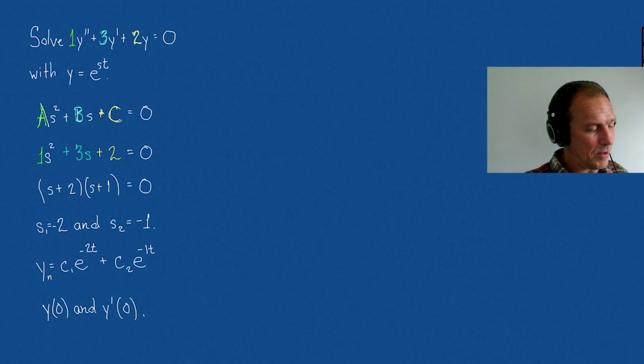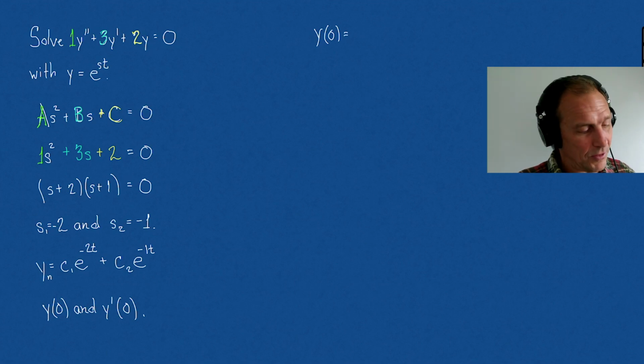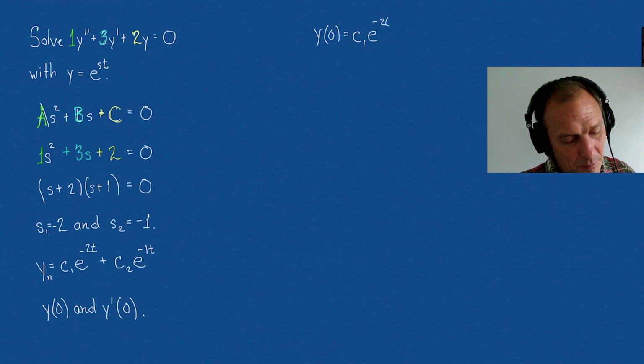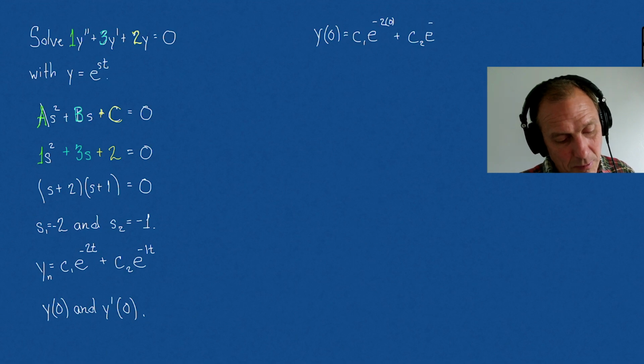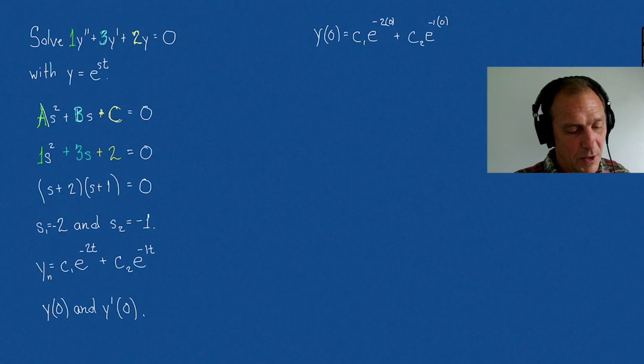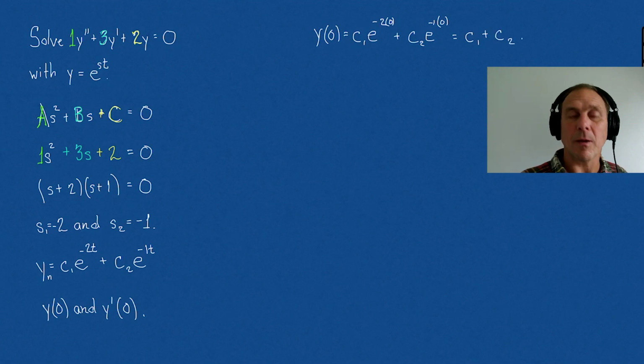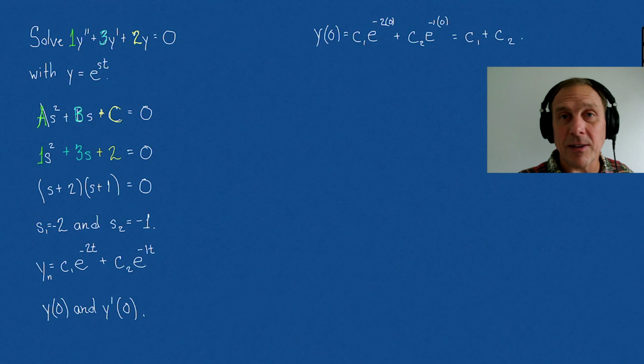Well, here's how it happens. So y of 0 means the t's become zeros. So this becomes C1 e to the minus 2 times 0 plus C2 e to the minus 1 times 0. Well, we know that e to the 0 power is just 1, so we're left with y of 0 equals C1 plus C2.